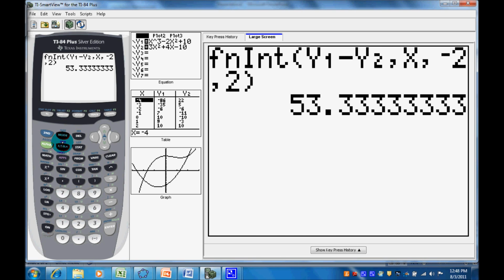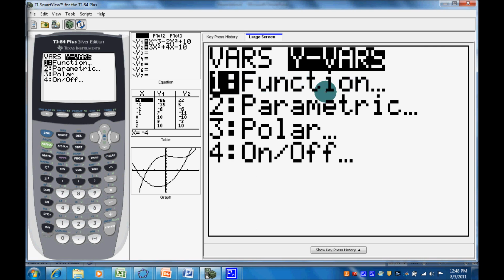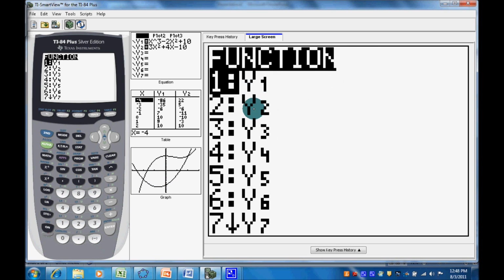Alright, y1 and y2. I didn't have to type in y1 and y2. Remember, y1 is our f of x, and y2 is our g of x. So I was kind of taking a shortcut. You could have typed in the actual functions, with the x's. That would have worked out. But I was being a little bit lazy. Since we already typed in the functions, I was using y1 and y2. Let me show you those at vars, variables. Then we toggle over to y-vars, and we want the function variables, and here's where they are.